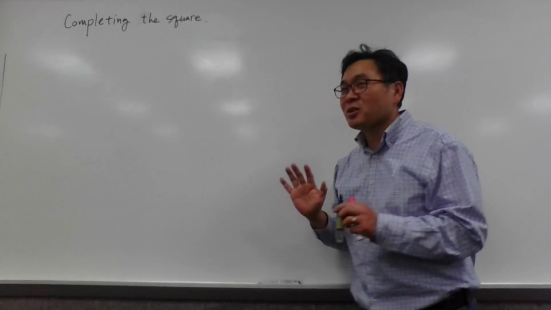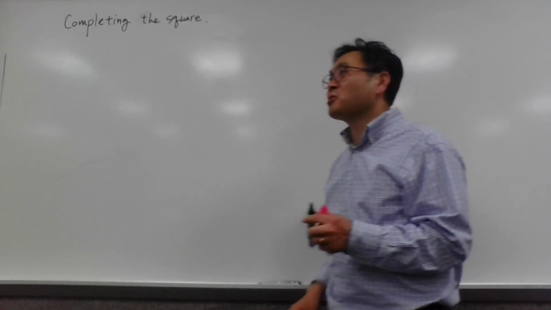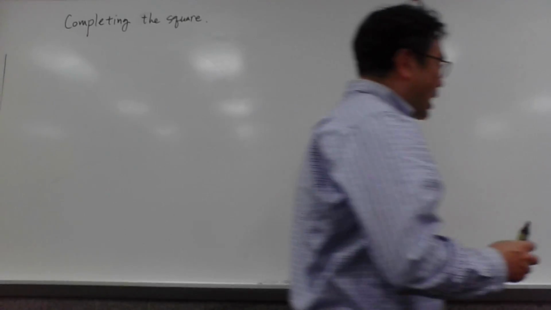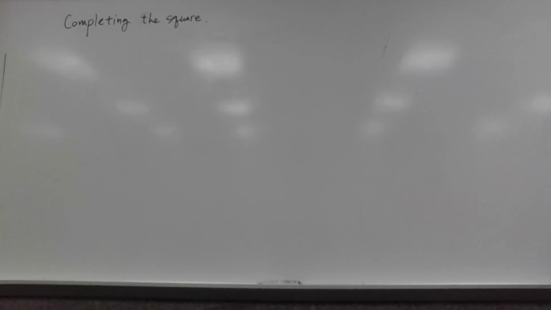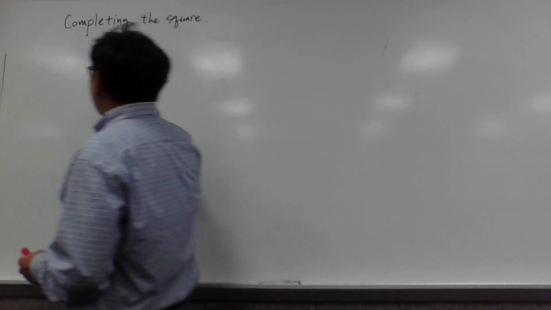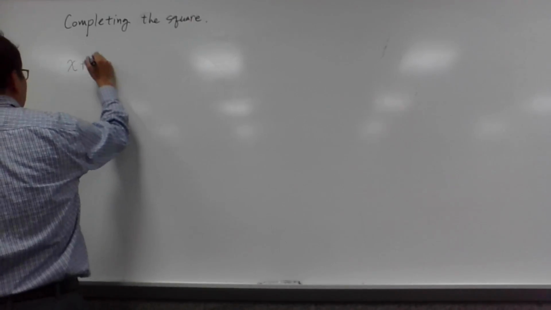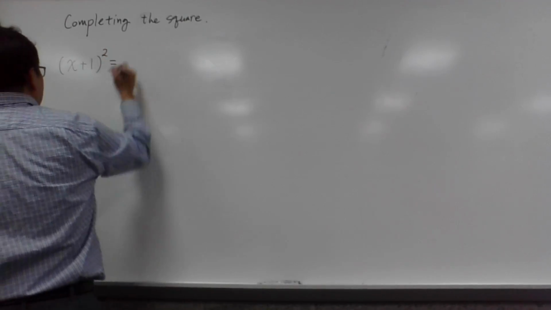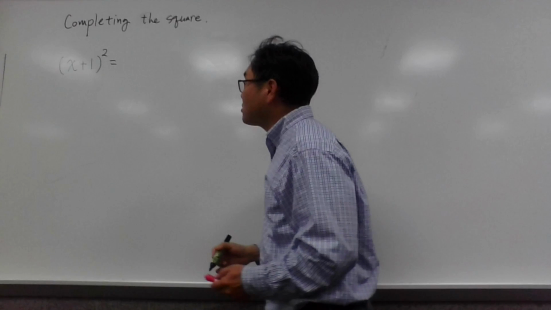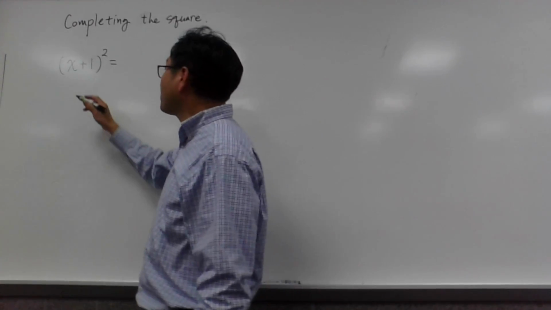This will be a bit long of a lecture for completing the square, but I want to make sure that everyone has a good understanding of completing the square. So I want to start out by pointing out that the squaring of a binomial is not so straightforward. So here's x plus 1 squared.